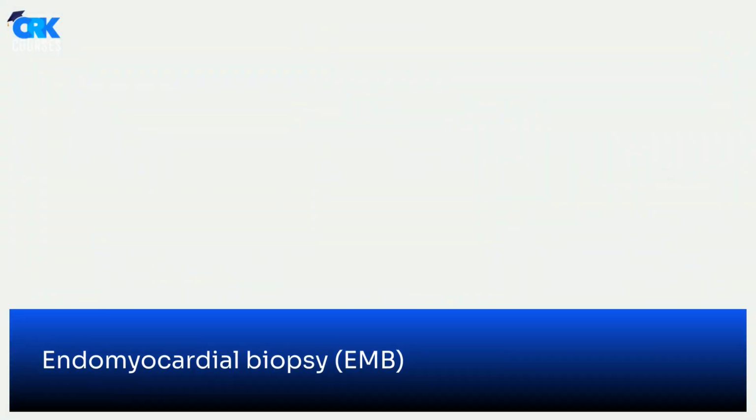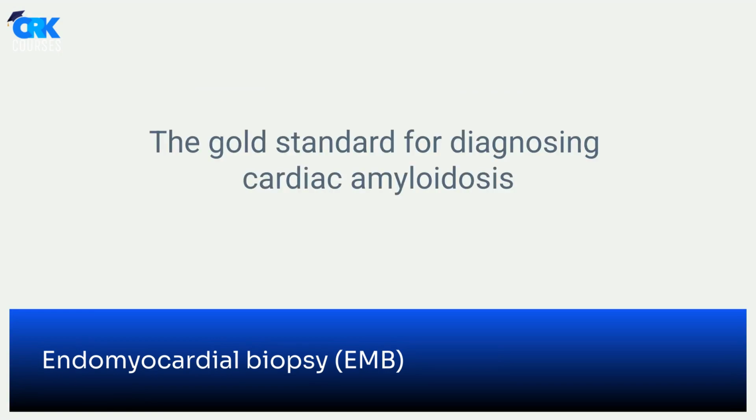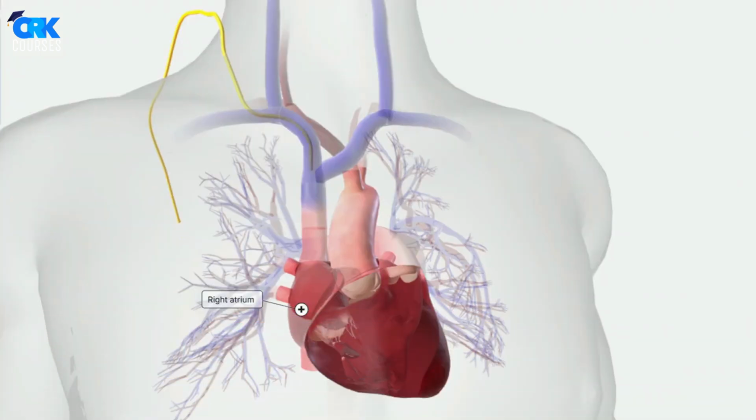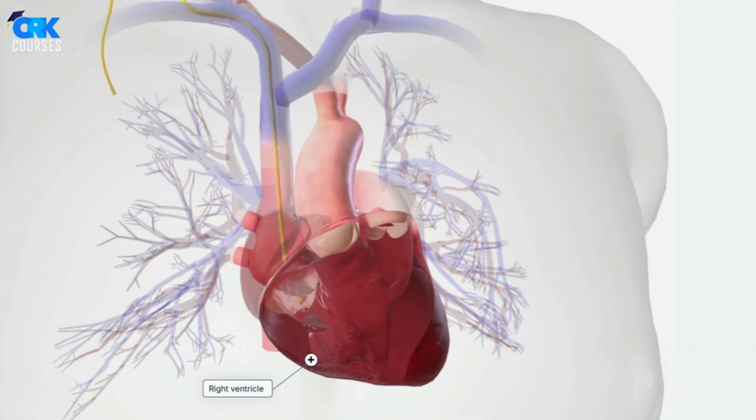Let's now explore endomyocardial biopsy, or EMB, widely regarded as the gold standard for diagnosing cardiac amyloidosis. This procedure involves retrieving tissue directly from the right ventricular septum, enabling detailed histopathological and proteomic analysis.